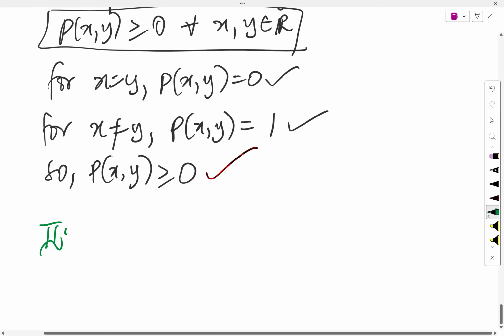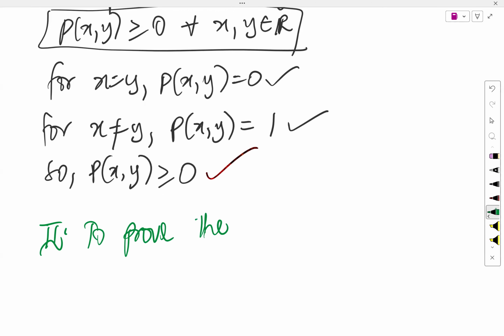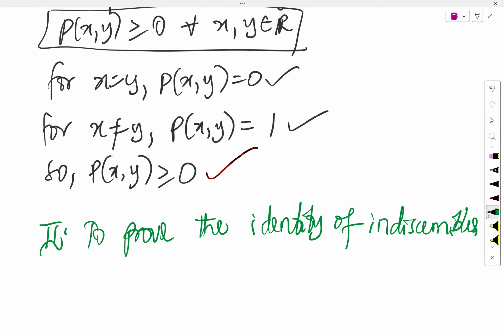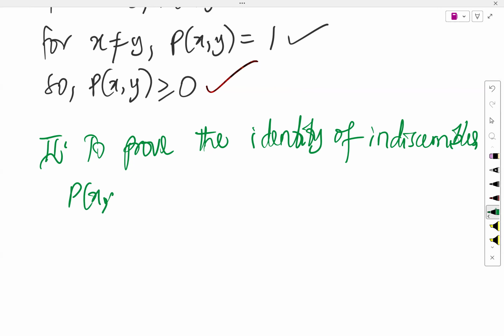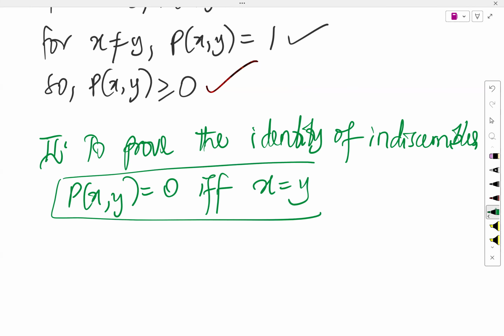Okay, so let's go for the next proof. Number 2 now. We want to prove the identity of indiscernibles. This is it: P of x comma y is equal to 0 if and only if, this is the short form for if and only if, x is equal to y. So this is what we need to prove here.